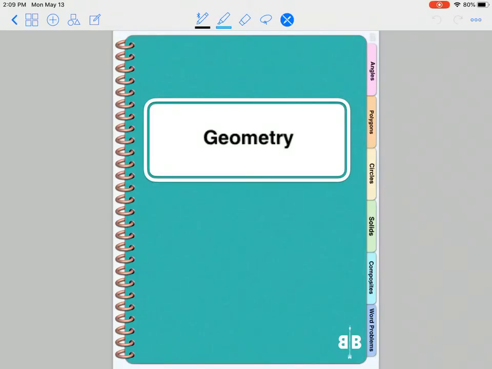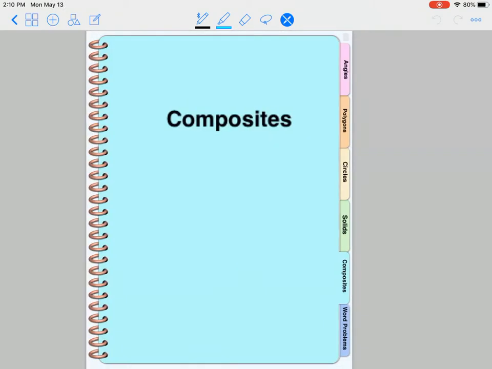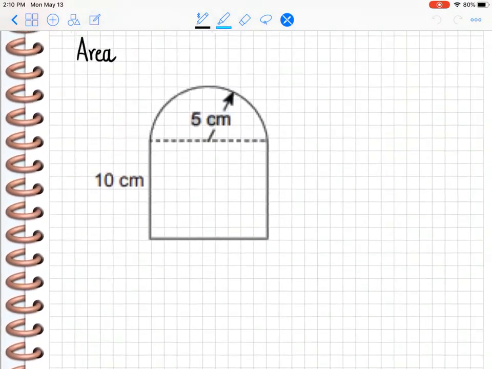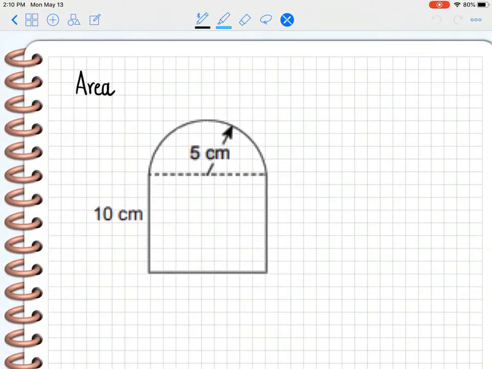Welcome back. We have one more of our two-dimensional composite figures. So I'm going to go to that problem, and it looks like this. And I want to start with area because that's what we've been doing. It really doesn't matter.